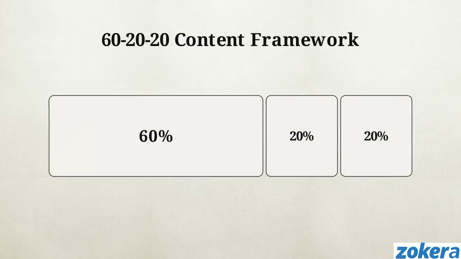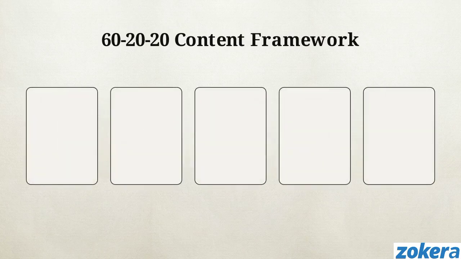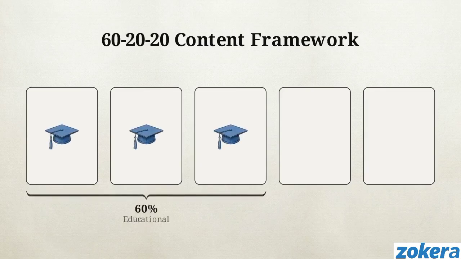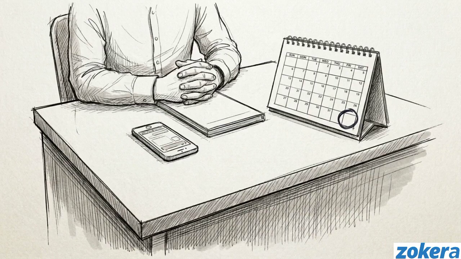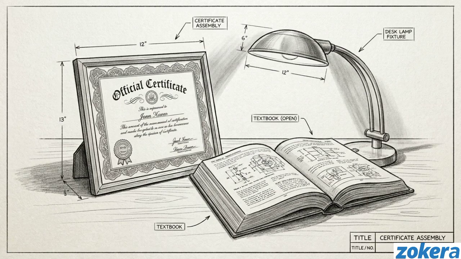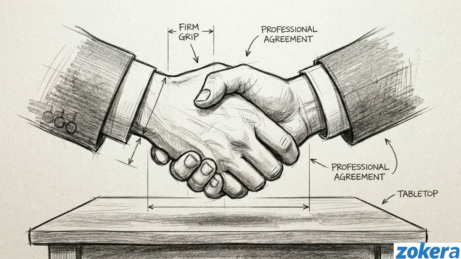It's step 2, the 60-20-20 content framework, which splits your next 5 posts into 3 distinct categories. 60% of your grid is dedicated to educational how-to guides and tutorials. 20% is contrarian content, challenging a popular belief in your niche to spark debate. The final 20% is product content, explaining the why behind what you offer, without resorting to a hard sell. Sticking strictly to this ratio stops you from pitching too early. It creates a systematic cadence that proves your expertise first, gradually transforming a stranger into a receptive, trusting follower.